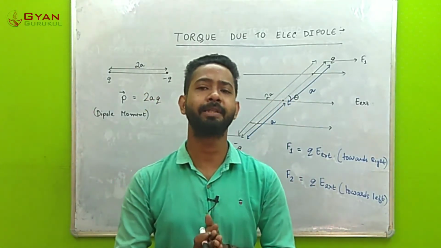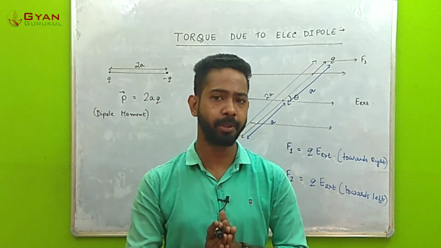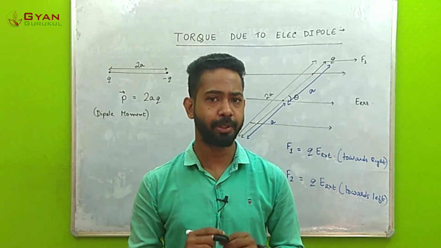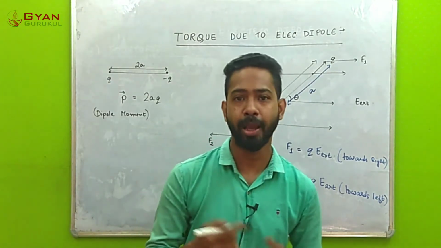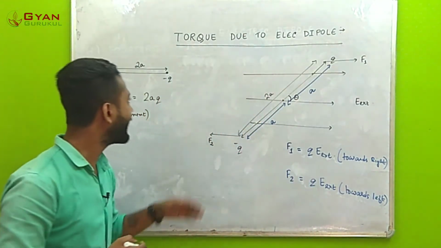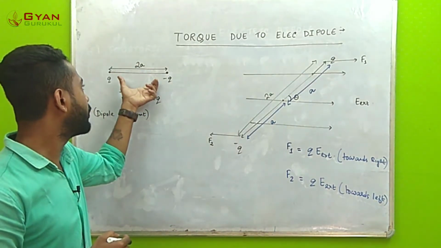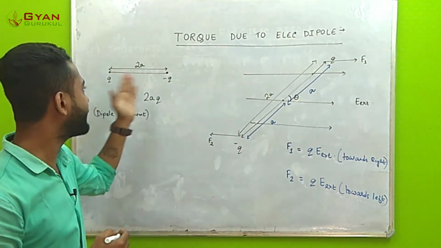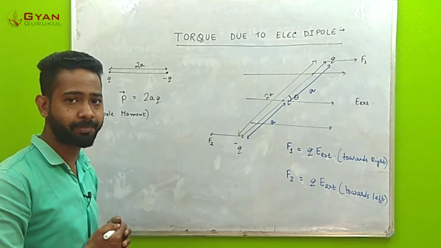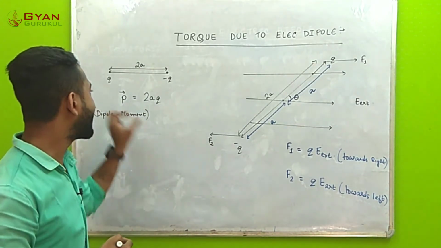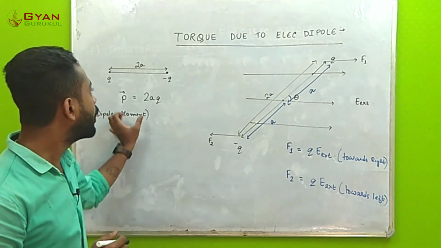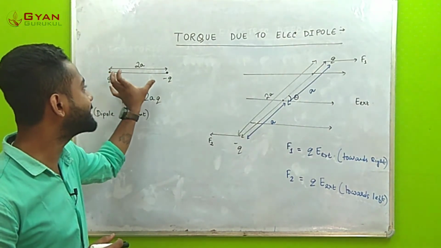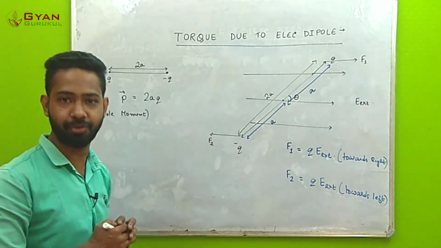So previously we have discussed dipoles and dipole moment. In this particular video we'll be talking about the torque due to an electric dipole. As you can see here on the board, we have a dipole consisting of two charges Q and minus Q separated by a distance 2a, and as you have already learned, the dipole moment P is given by 2aq.